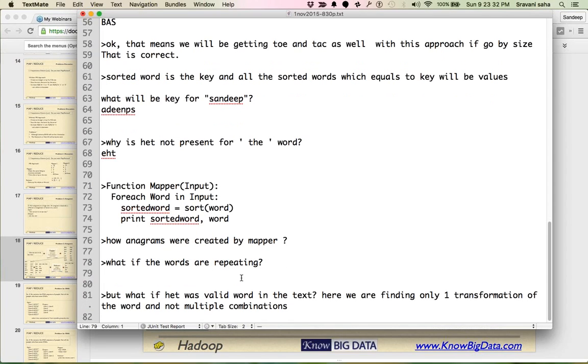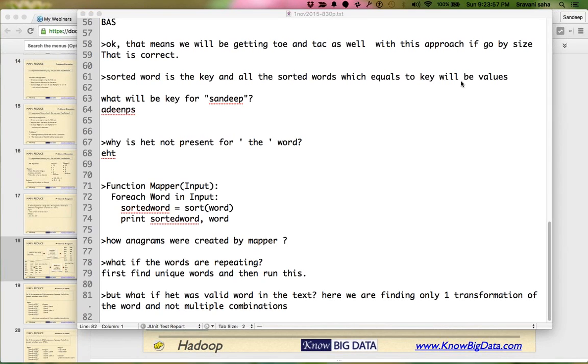So what if the words are repeating? Chain it with unique words. First find unique words, and then run this code. So chain the two map reduces together.